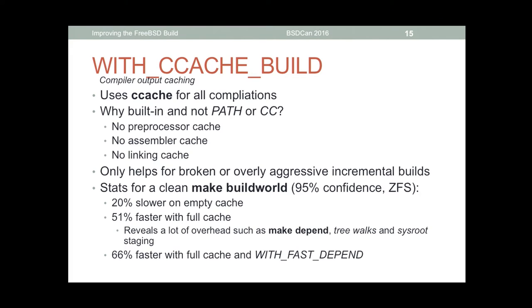So here's some stats I took. For each of these runs, I did three builds on each of them. This took quite a long time. Ccache is about 20% slower to populate the cache compared to a normal build. This is copying files of the object, doing extra hashes. But when the cache is full, it's 51% faster of a build. So this is just doing a build, then doing a clean, then building with a full cache. It was 51% faster. You would think it would be 90% plus faster, but because of all the tree walks in the build and other overhead, it was only about 51%. With the next feature I'll talk about, fast depend, I got this up to 66% faster.